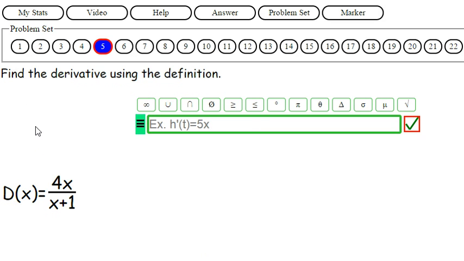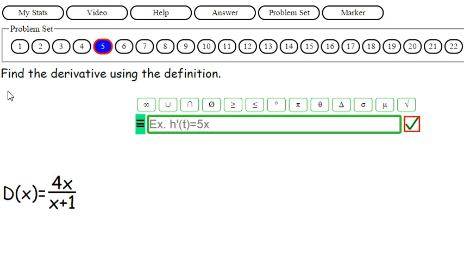Alright, so anyway, we've got to find the derivative using the definition, right? So we've got D of x is equal to 4x over x plus 1. Thought I would just throw a number in there so it makes it look different every time. Let's go over to the whiteboard and get this thing worked out.